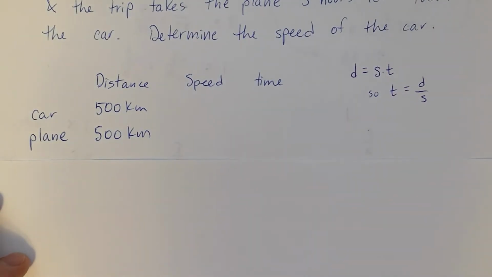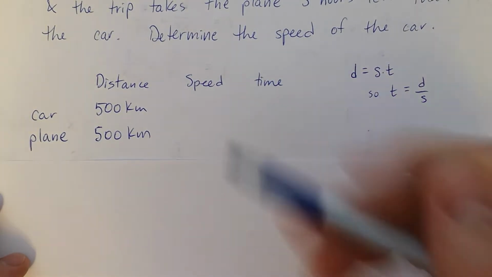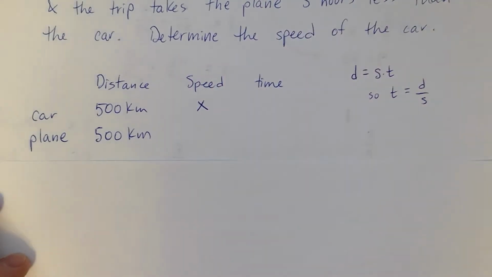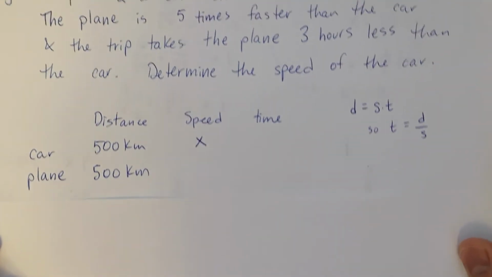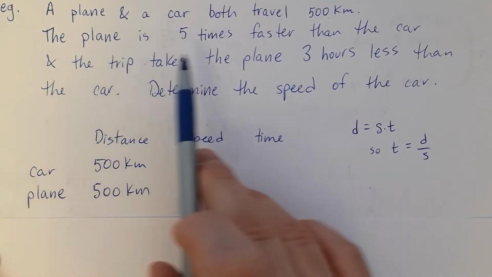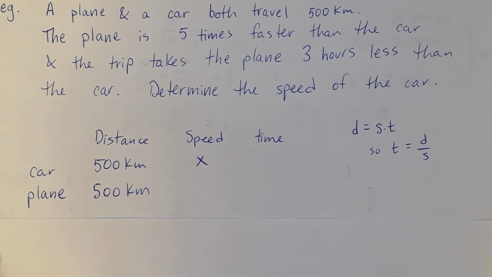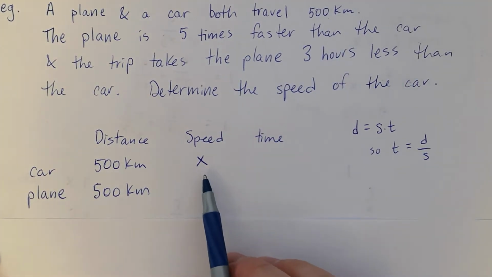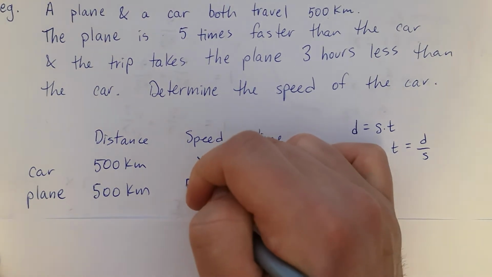Okay. We're looking for the speed of the car, so I'm going to call that x. We know that the plane is 5 times faster than the car. So if the car's speed is x, the plane's speed is 5x.